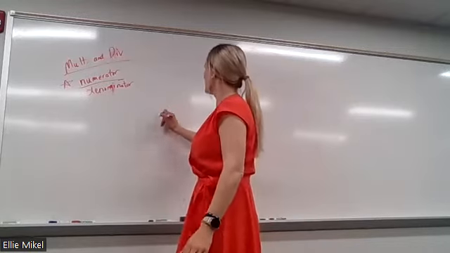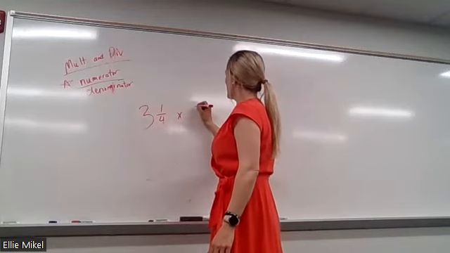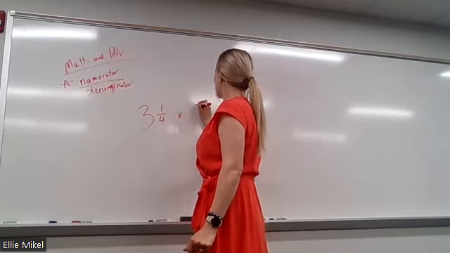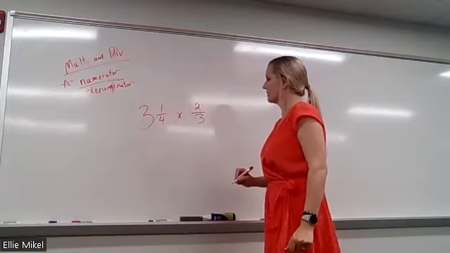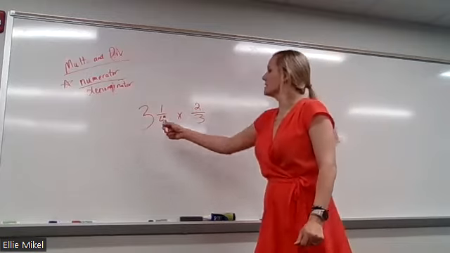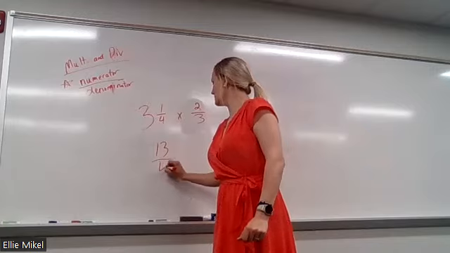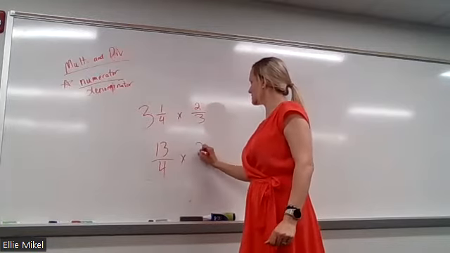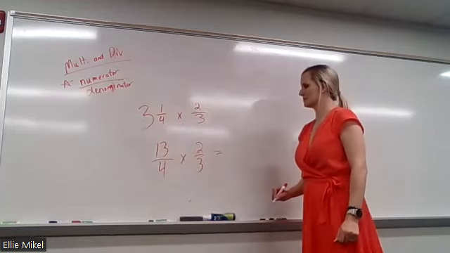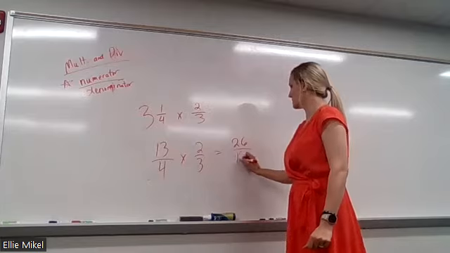So if I had, let's say, 3 1/4 times, I don't know, let's say 2/3, or something small here. Again, this one's in the proper form that I want it to be in, so I don't have to do anything to that, but 3 1/4 I do need to change. 3 times 4 is 12, plus 1 is 13. 4 stays my denominator. Like I said, 2/3 stays the same. So I'm going to go ahead and go straight across. All right? 13 times 2 is 26. Down at the bottom, 4 times 3 is 12.